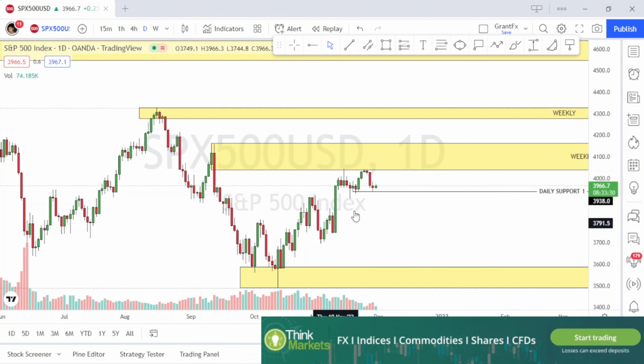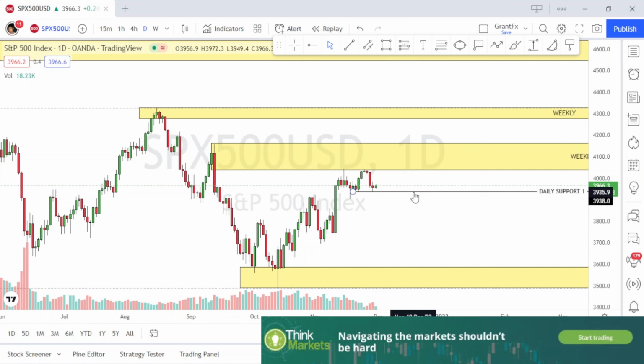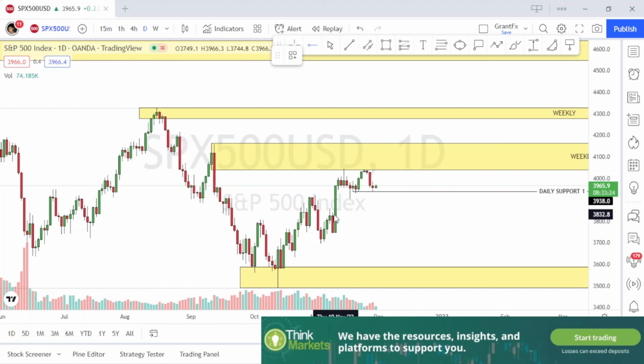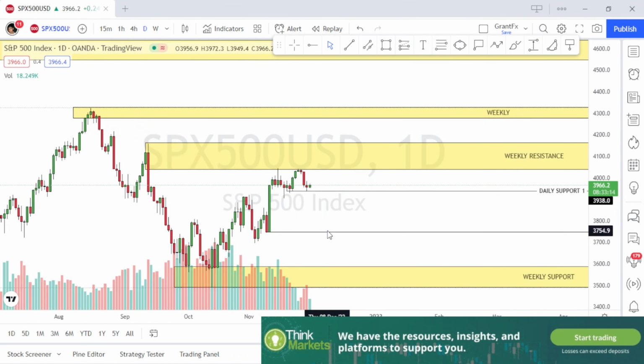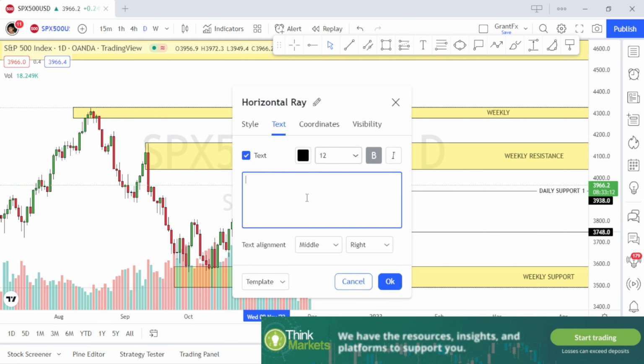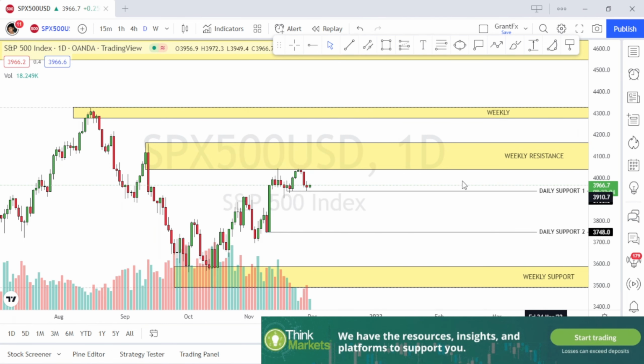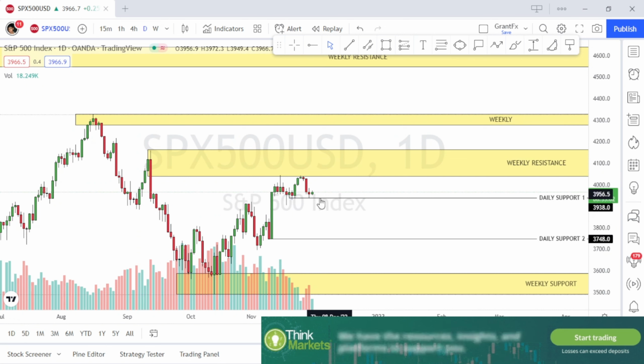So here we got a daily support level 1, and as I move to a lower level, let's make it this zone right here. I see a nice support at that zone. So now we're going to make this one our daily support level 2. That's our daily support level 2. So you can see that we have a slight support here.